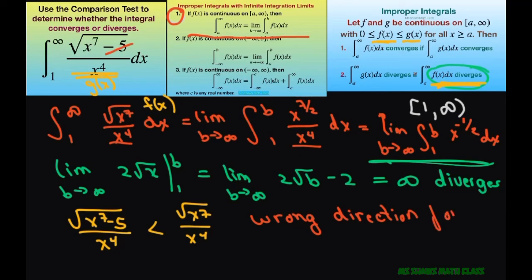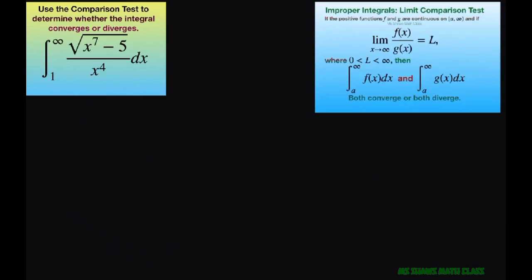For a direct comparison test, since it diverges, we need to be here. This needs to be here, and this one needs to be here. All right, so we're going to use the limit comparison test for improper integrals and compare the limits.